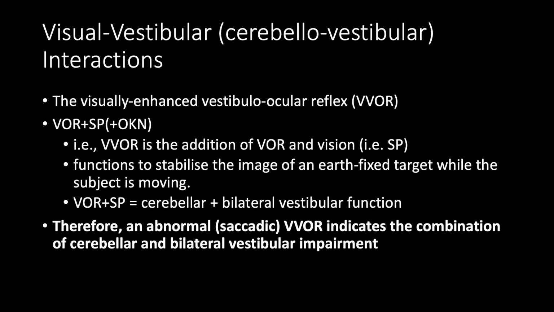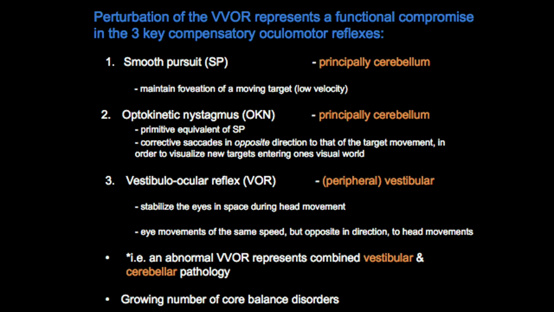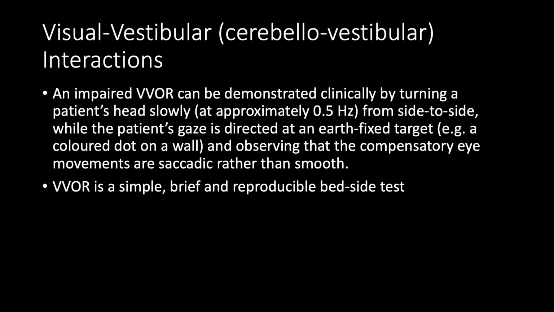VOR and smooth pursuit are the function of cerebellar and bilateral vestibular function, hence an abnormal or saccadic VVOR indicates the combination of cerebellar and bilateral vestibular impairment. So just to go through this again, abnormal VVOR is a combination abnormality of visual pursuit, a cerebellar function, and VOR, a vestibular function.